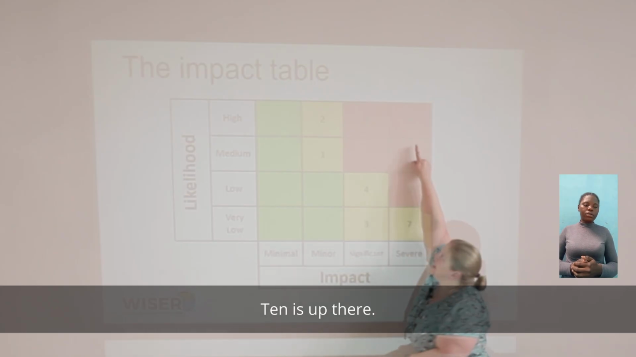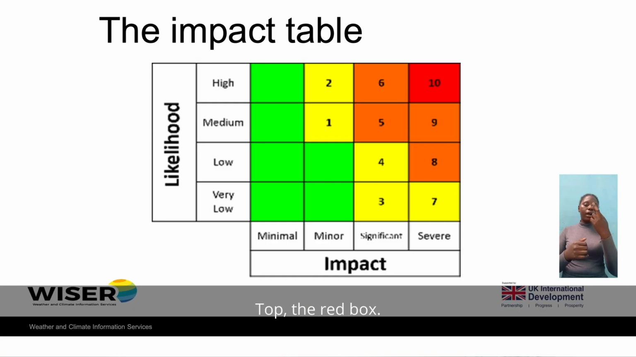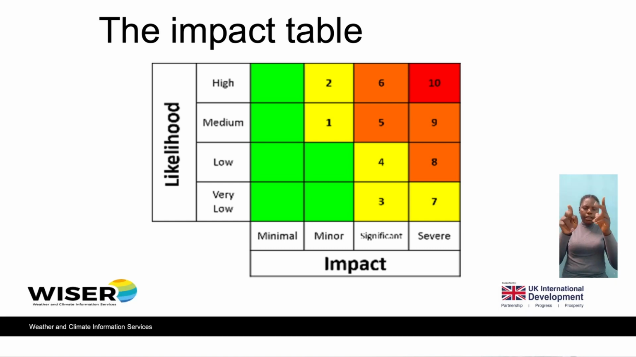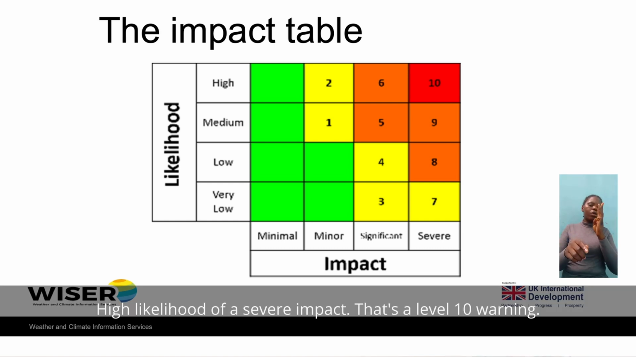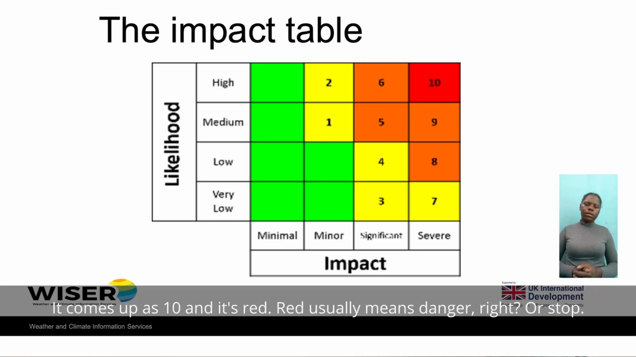Okay, 10 is right up here. The top, the red box. So what's the likelihood? High. And what's the impact? Severe. A high likelihood of a severe impact, that's a level 10 warning. That's the most serious warning you can have. So it comes up as 10 and it's red. Red usually means danger, right? Or stop.